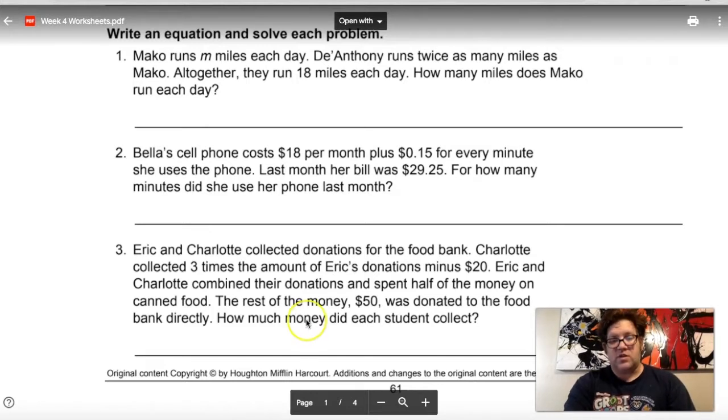Okay, so in this whole thing, they never said anything about Eric's donations, right? The only thing we know about Eric is Charlotte donated 3 times Eric's minus $20. So that tells me that since they said nothing else about Eric's donations, that's my variable. Okay, so Eric is my variable, right? So I'm going to be basing everything off of Eric's money. That's the one number we don't know. Once we figure that out, we can go on to the farther stuff.